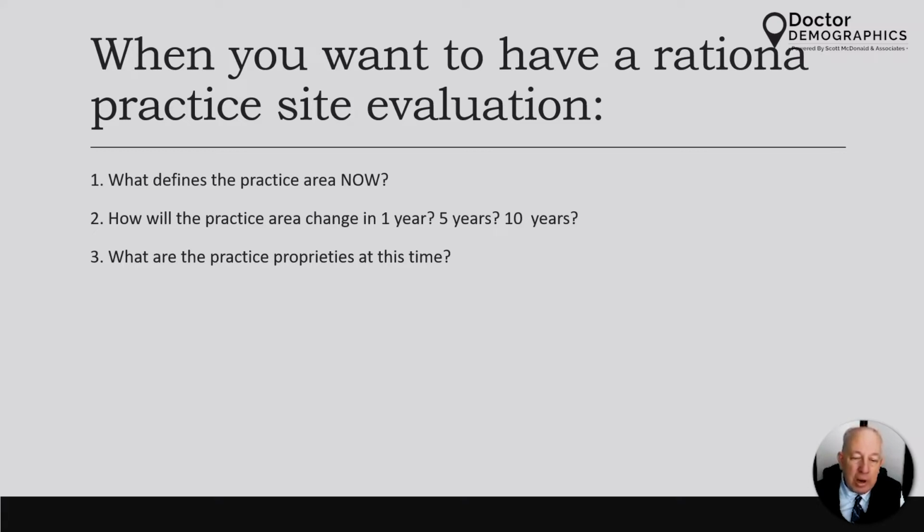And what are the practice properties at this time? So there are already practice barriers that you know about, major streets or major places that are providing context, that make it a better or worse location to be in. Let's start out with knowing those facts. Why does this area exist? Why do people travel to and from this location?